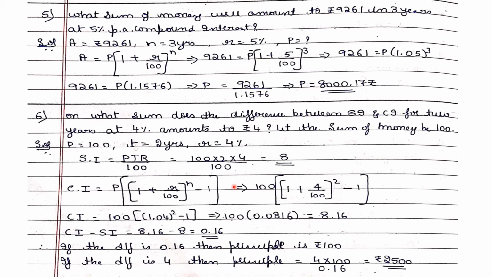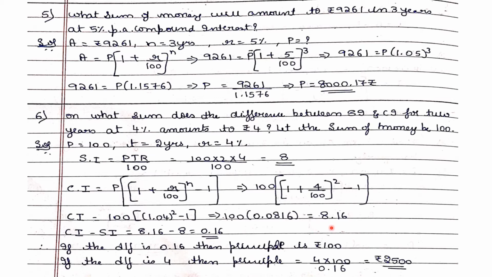And once again, to find the compound interest, you can use the formula directly. So 100 into 1 plus, you know the R value as 4, 4 divided by 100, and N value is 2, minus 1. So your compound interest value will be 100 into 1.04 square minus 1. If you do this square and subtract 1, you will get 0.0816. So 100 into 0.0816 will become 8.16. So this is the compound interest value.